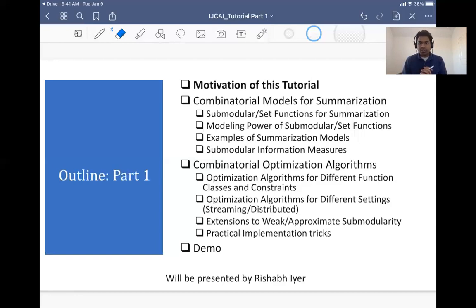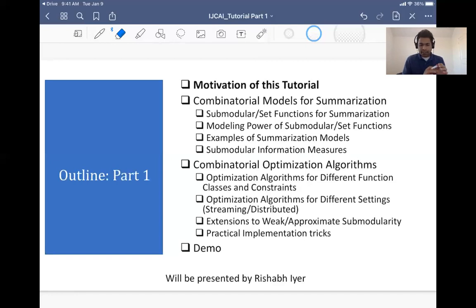The second part of the first part of the tutorial will focus on optimization algorithms. In particular, we'll study submodular optimization algorithms for different function classes and different constraints. We'll then look at optimization algorithms for different real world scenarios, things like streaming scenarios, distributed scenarios, and so on. Then we'll talk about some extensions to approximate submodularity, and how a number of functions are not really submodular but approximately submodular, and what can be shown theoretically for such problems. And finally, we'll go over some practical implementation tricks, right?